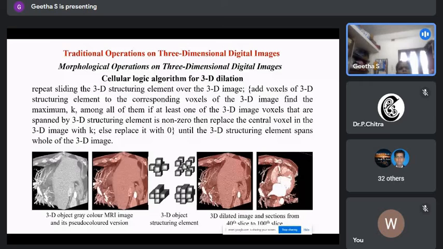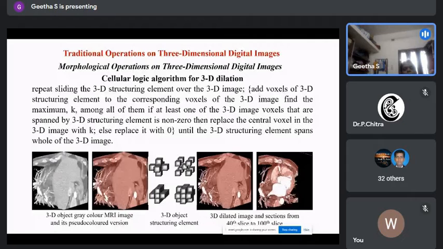Cellular logic algorithm for 3D dilation. It is the major algorithm step. Now we are using only the 7 neighborhood algorithm in the 3D method. We are not using the 19 neighborhood or 27 neighborhood. If needed, for the 19 neighborhood algorithm, you have to apply this method. So when the 19 formula is applied in this system, automatically the 19 formula is executed at the same time. It is the most important, this one.